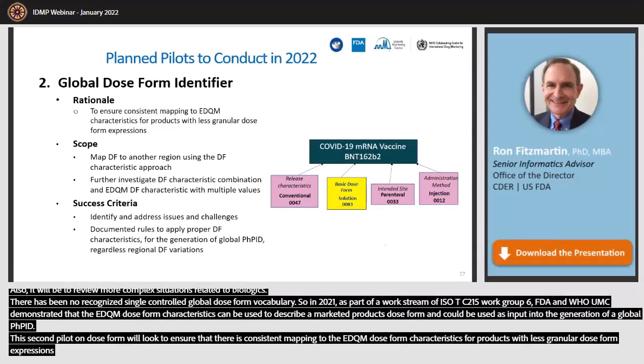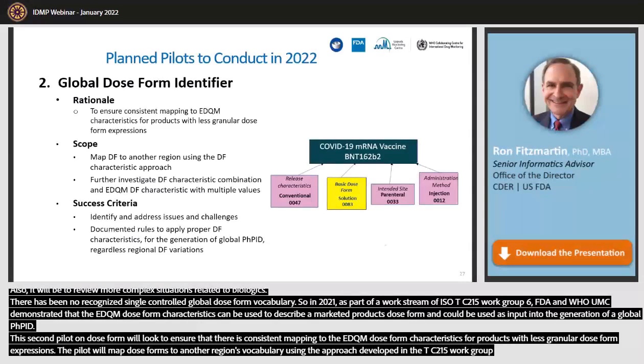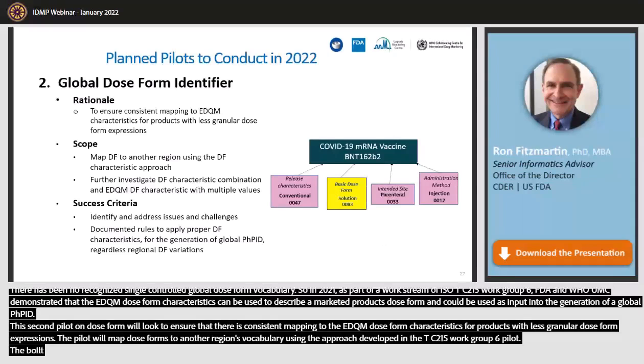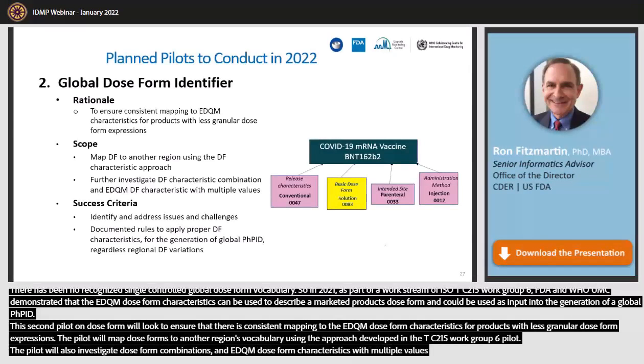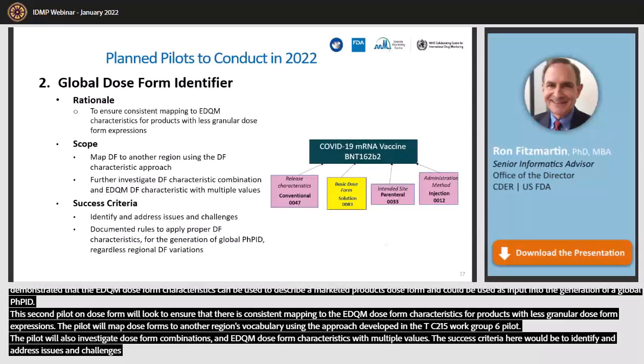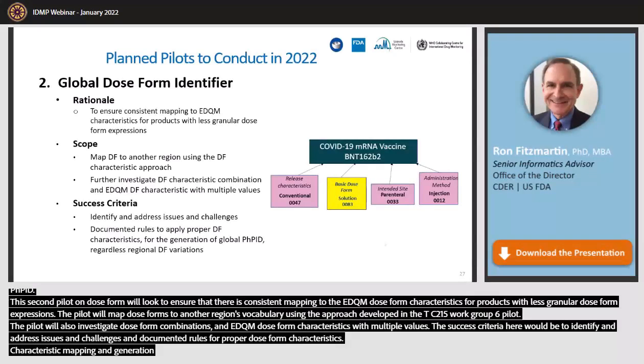The pilot will map dose forms to another region's vocabulary using the approach developed in the TC 215 Workgroup 6 pilot. The pilot will also investigate dose form combinations and EDQM dose form characteristics with multiple values. The success criteria here would be to identify and address issues and challenges and documented rules for proper dose form characteristic mapping and generation of PHPID.